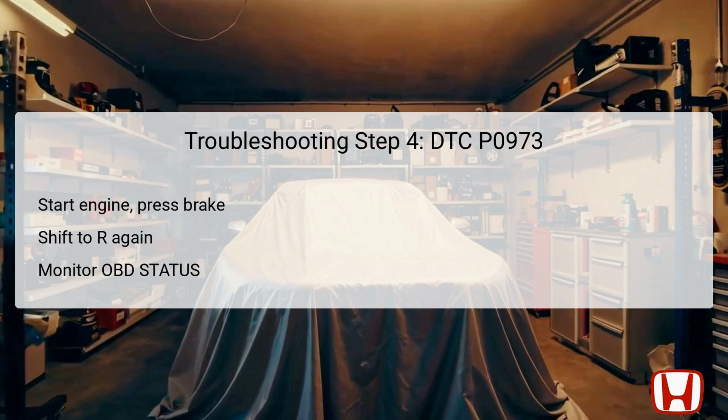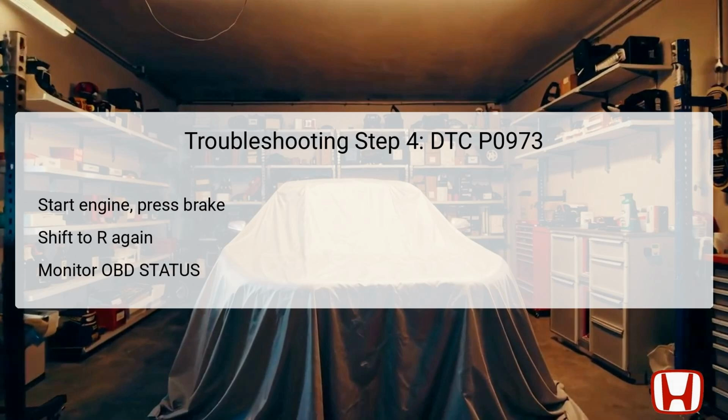With the clicking having been verified, restart the engine while keeping the brake pedal depressed as you shift back into reverse. This is important to replicate the initial conditions under which the DTC reappeared. Consequently, you will monitor the OBD status specifically for P0973 in the DTCs menu of the HDS. Your aim here is to ascertain whether the code remains indicated as failed in the monitoring system.